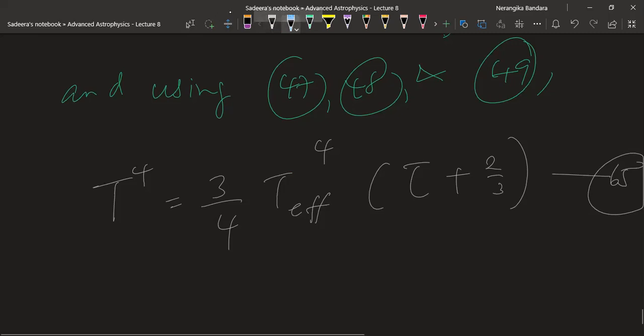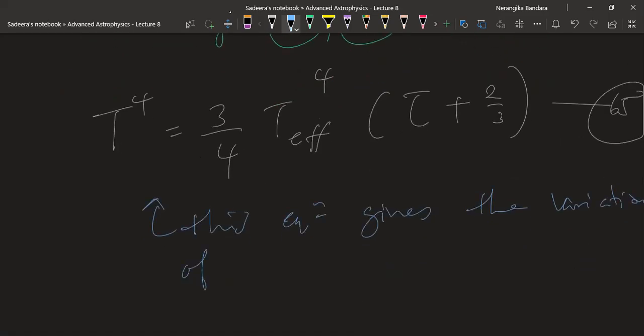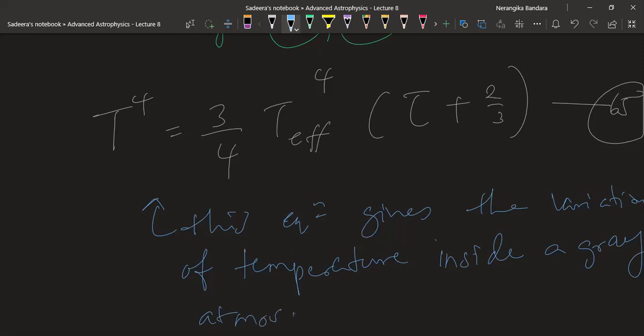So the importance of this equation is that this equation gives the variation of temperature inside a gray atmosphere. A gray atmosphere.